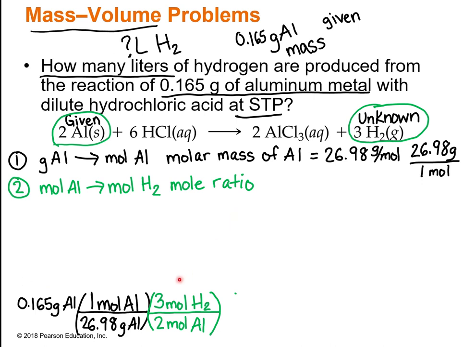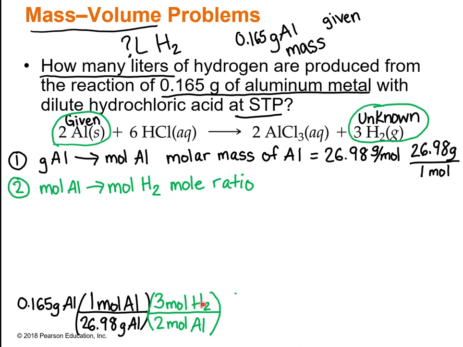What we're trying to do is go from moles of aluminum to moles of hydrogen gas. That means we need a mole ratio from the balanced equation. In the balanced equation, there's 2 moles of aluminum for every 3 moles of hydrogen gas produced. So those are the 2 numbers that we're going to need, 2 moles of aluminum and 3 moles of hydrogen gas. But the question is, which one goes on the top and which one goes on the bottom?